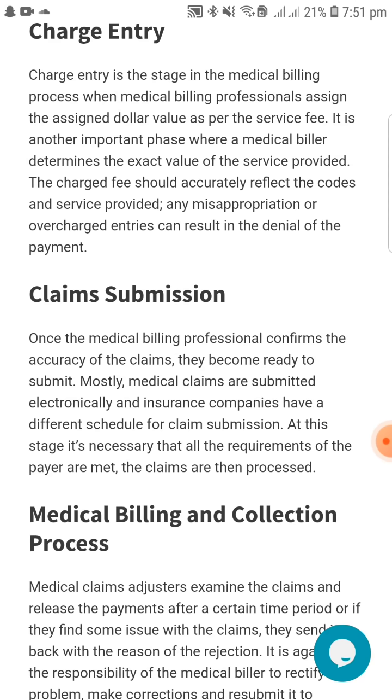Claim submission. Once the medical billing professional confirms the accuracy of the claims, they become ready to submit. Mostly medical claims are submitted electronically, and insurance companies have different schedules for claim submission. At this stage, it's necessary that all the requirements of the payer are met. The claims are then processed.